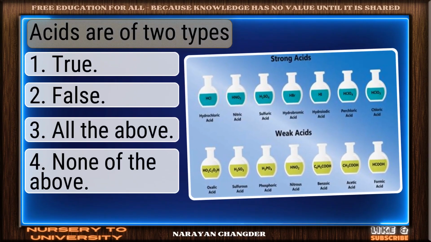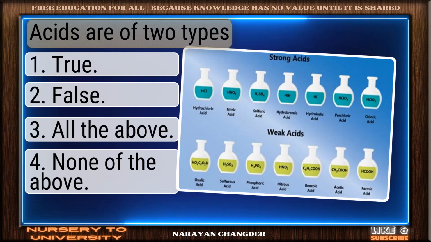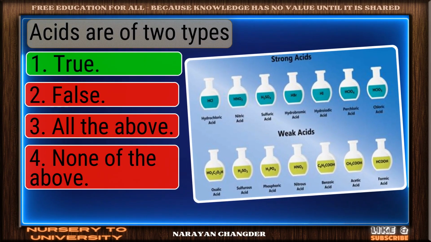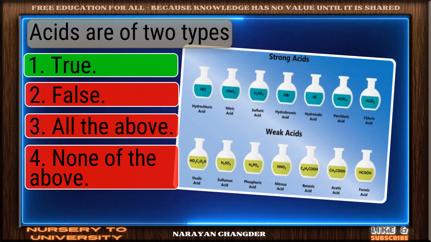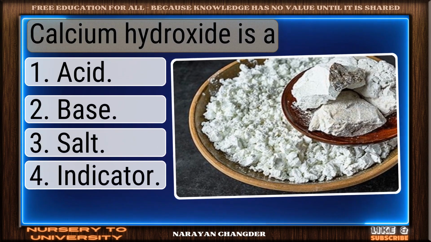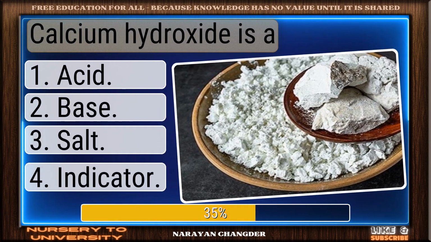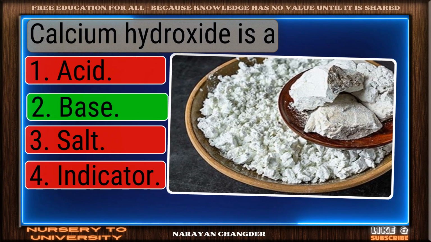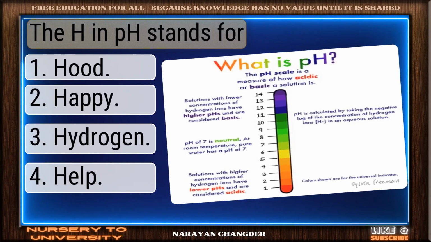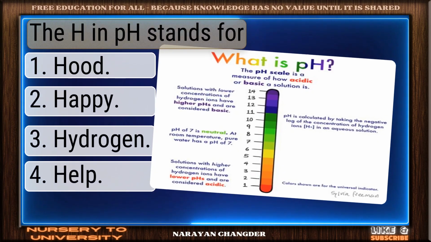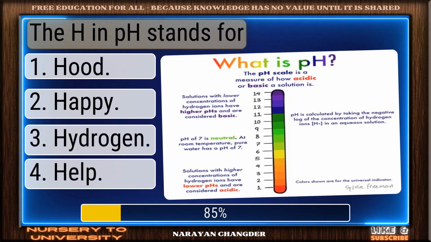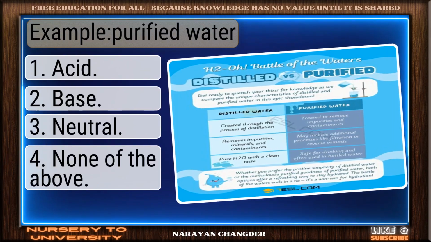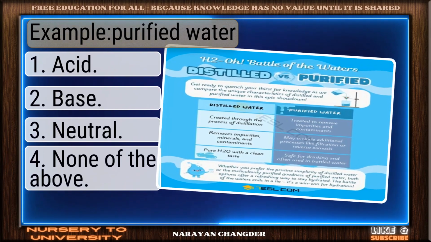Question number 238. Acids are of two types. Strong choice. True is the right answer. Question number 239. Calcium hydroxide is a. On track. Base is the correct answer. Question number 240. The H in pH stands for. Valid point. Hydrogen is true. Question number 241. Example, purified water.